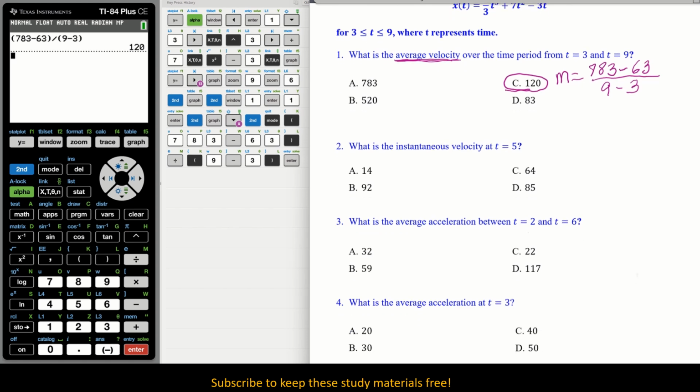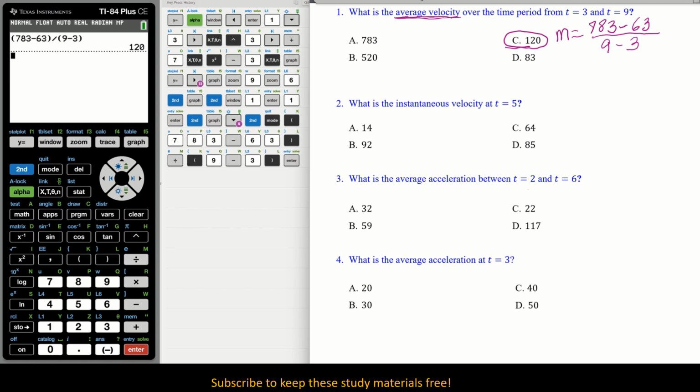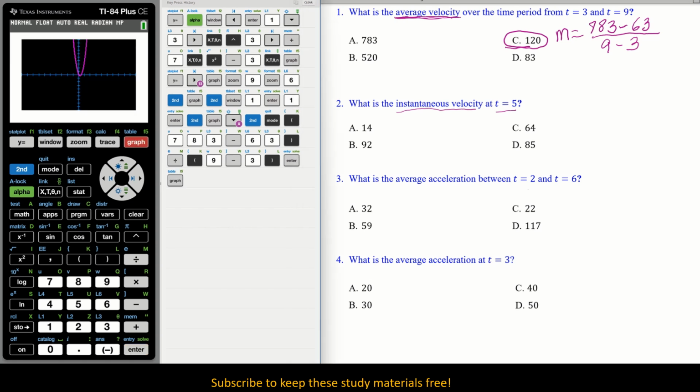Okay, now let's go to number 2. What is the instant velocity at this value? Okay, for this one, we will need to look at the derivative. So this is what we do. Go to graph. Took me a second to think about it.